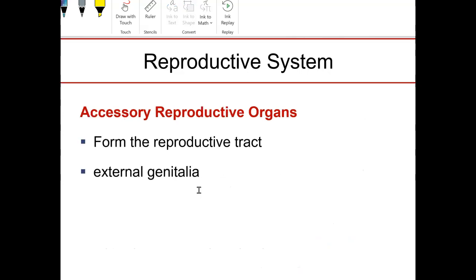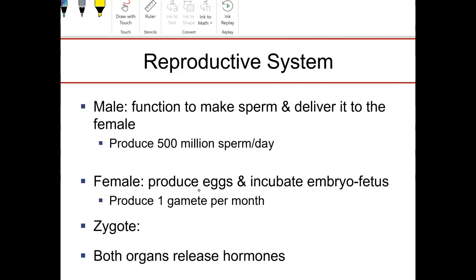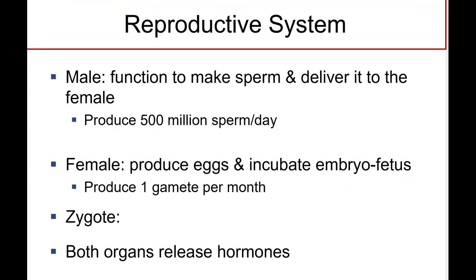The accessory organs basically form the reproductive tract. They might help move the sperm or move the eggs. They might produce secretions such as semen, and they also form the external genitalia. So basically, the male's purpose is to make the sperm and deliver it to the female, and you can see that males make quite a bit of sperm every day. It takes roughly 34 days to actually make a sperm, but 500 million are matured per day, whereas the female's job is to produce the eggs, the oocytes, and incubate the embryo and fetus, and the female is going to have 1 functional gamete per month, typically.